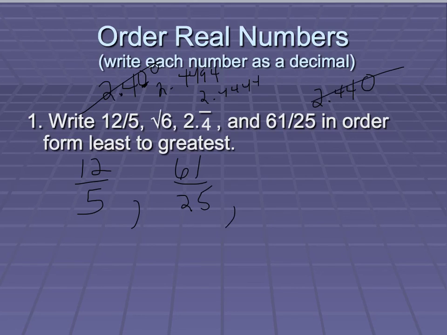And then if I want to compare these two, here I see in the 100th place I have a 9, and here I have a 4. So 2.4 repeating is smaller. And then the largest number here would be the square root of 6. Okay, so I have these in order from least to greatest.